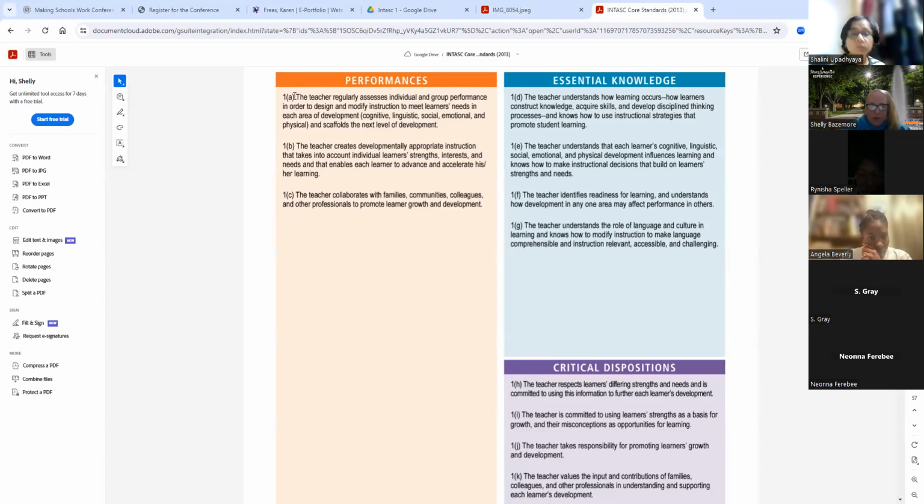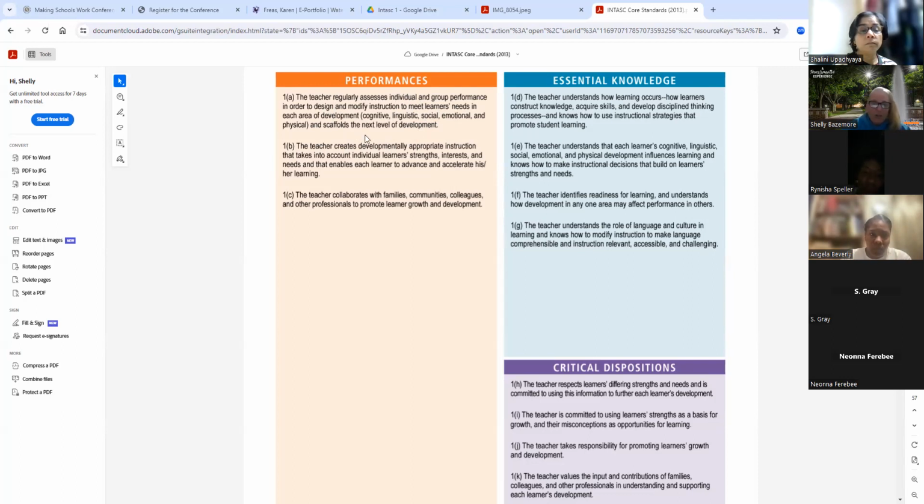All right, the teacher, number 1: the teacher regularly assesses individual group performance in order to design and modify instruction to meet learners' needs in each area of development and scaffolds the next level of development. That is what you're doing. You're finding that your students are not catching on to the material. So you are modifying your instruction and determining how you're going to go back and scaffold that development so that they can get to the next section.